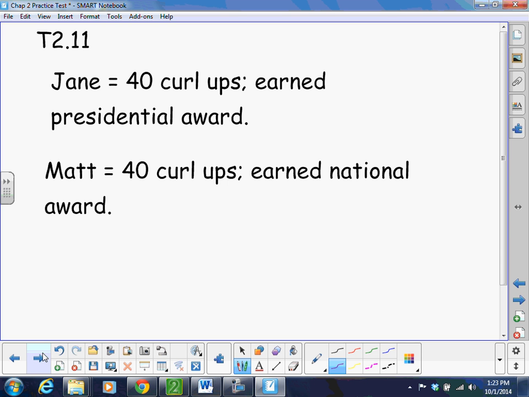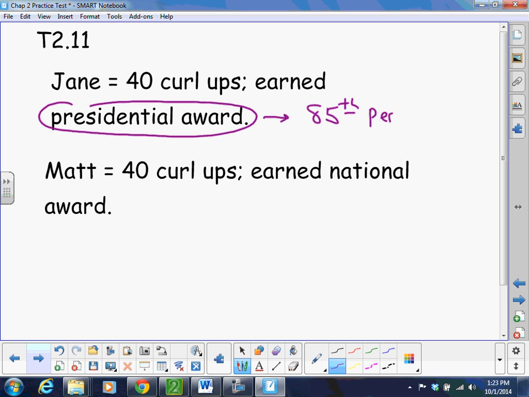Okay, and Matt did 40 curl-ups. He was able to qualify for the national award. Okay, so the thing here is, in the beginning of the problem, they tell you that to get the presidential award, you need to be in the 85th percentile. Okay, I think it was 85. But to get the national award, you only have to be in the 50th percentile.